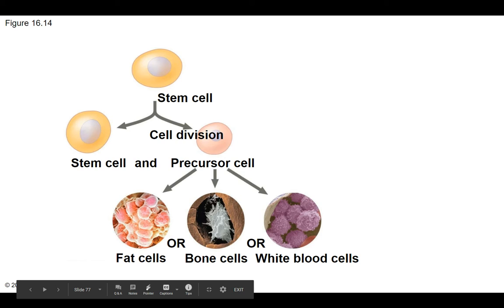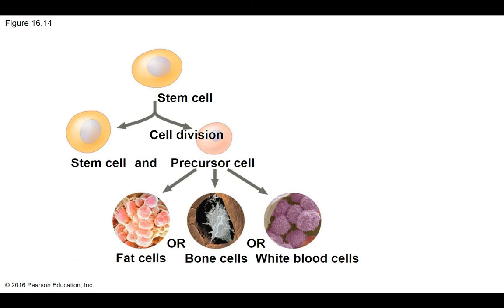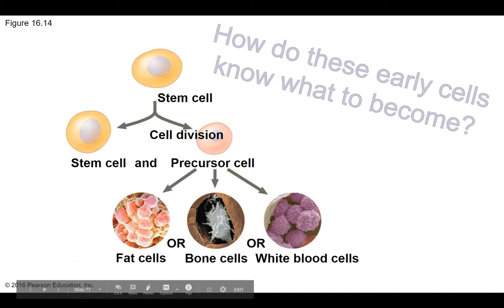So here's just an illustration of how stem cells work. A stem cell will divide. It'll go through the cell cycle and go through mitosis like any other cell. But when that happens, one of the daughter cells retains that stem cell ability to continue dividing. The other one is what's called a precursor cell that can then, in response to different signals, either become a fat cell or a bone cell or a blood cell or whatever. So it has the potential to become multiple different types of cells.